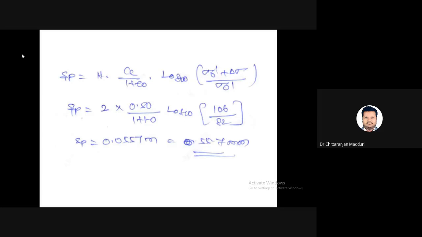Consolidation settlement is given by H into Cc by 1 plus e naught, log 10 of sigma naught dash plus delta sigma by sigma naught dash. Here H is the thickness of clay layer, 2 meters, compression index 0.50, by 1 plus initial void ratio e naught equal to 1.0, log 10 of 106, the increased effective stress, by initial overburden pressure equal to 82 kN per meter square. So primary settlement equal to 55.7 millimeters.